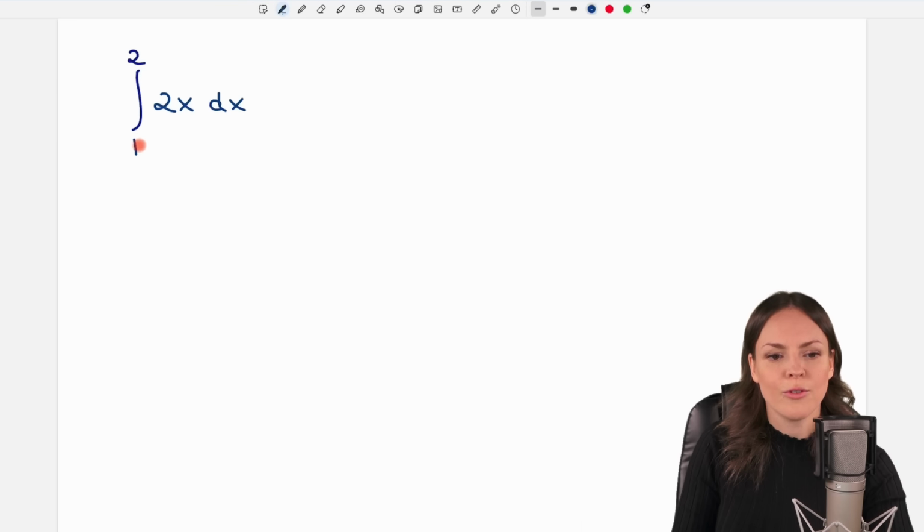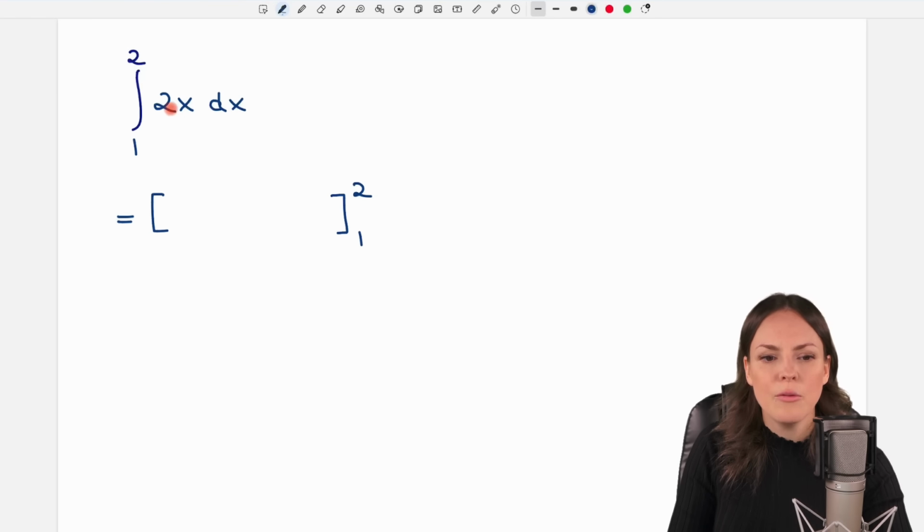The integral from 1 to 2 over 2x dx. How can we solve such an integral? We're going to write some brackets and take our limits 1 and 2 and write them down here. And now we have to find the antiderivative of this function in here. How can we find it?